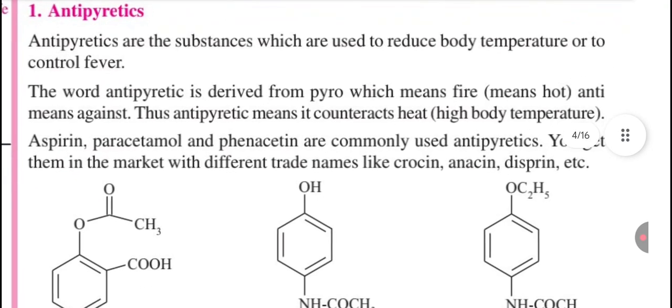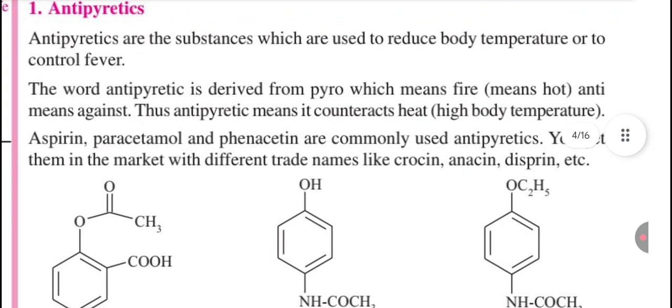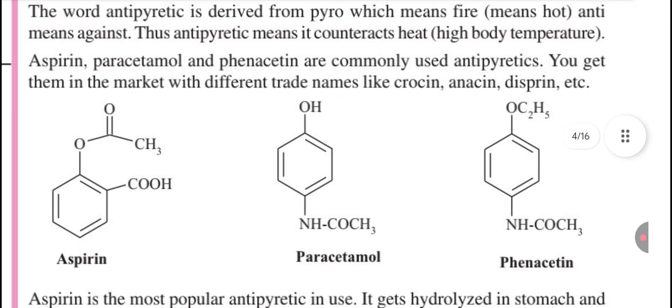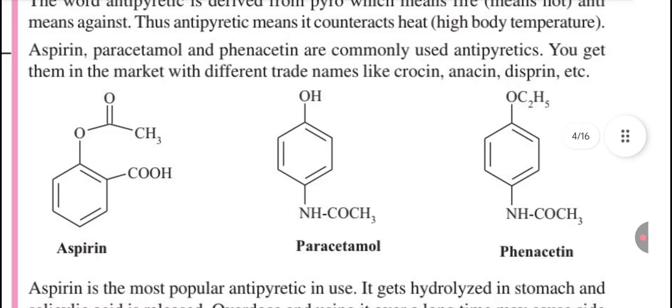First is antipyretics. Antipyretics are the substances which are used to reduce body temperature or to control fever. The word antipyretics is derived from the pyro, which means fire, means hot. Anti means against. Thus, antipyretics means it counteracts heat, high body temperature. Aspirin, paracetamol, and phenylacetin are commonly used antipyretics.